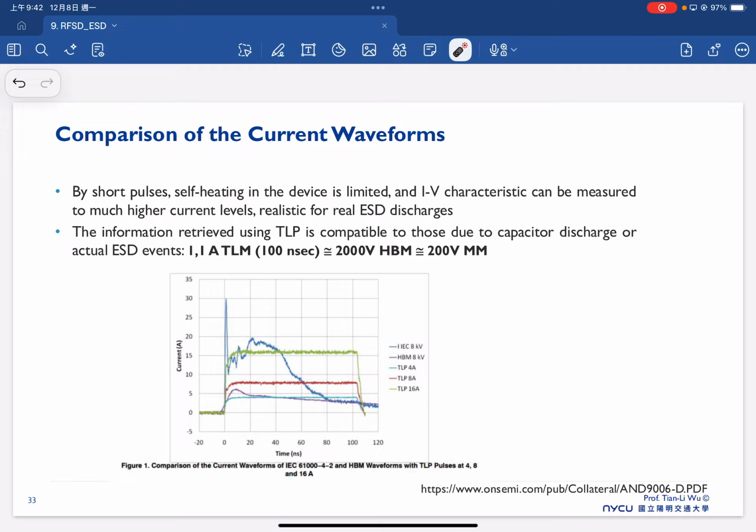So these are the TLP here. And the information using the TLP is comparable to the loss due to the capacitor discharge of an actual ESD event. So that's one empirical result: a 1 amp TLP with a 100 nanosecond pulse will be equal to 2000 volts capability for the HBM, and also 200 volts for the MM. So that's the empirical equation we can use to compare the TLP versus the HBM and MM.